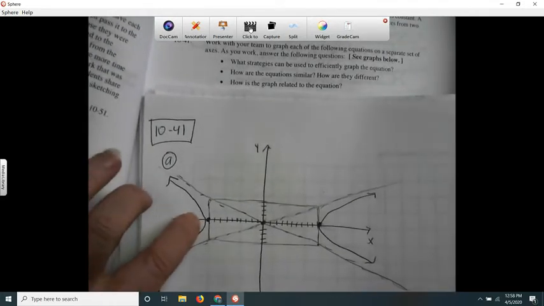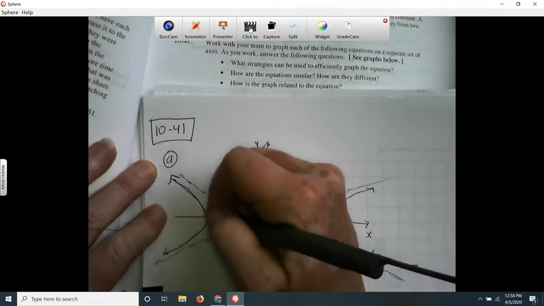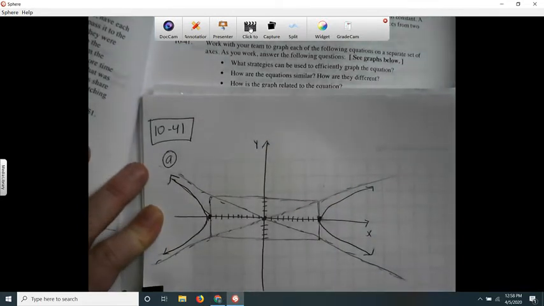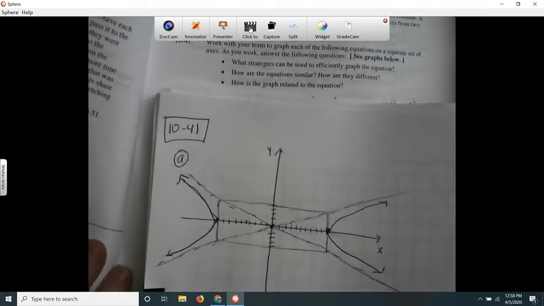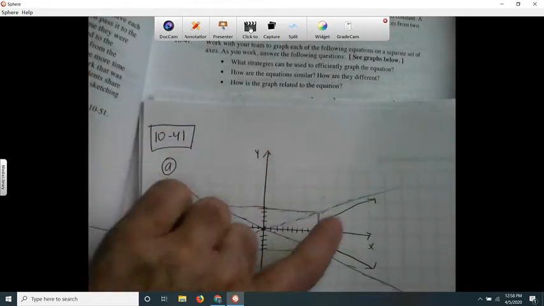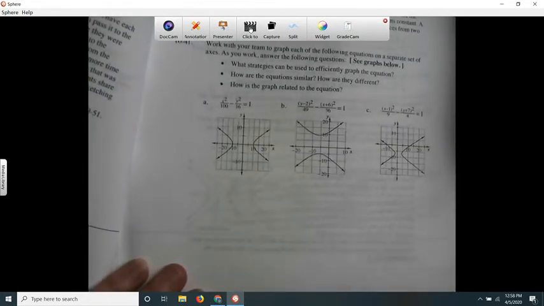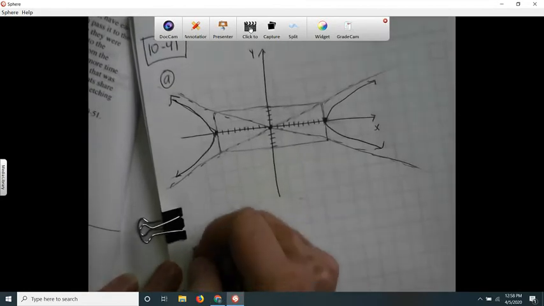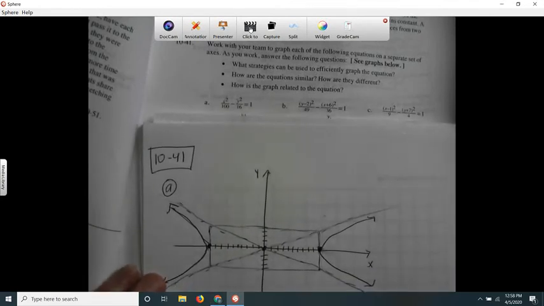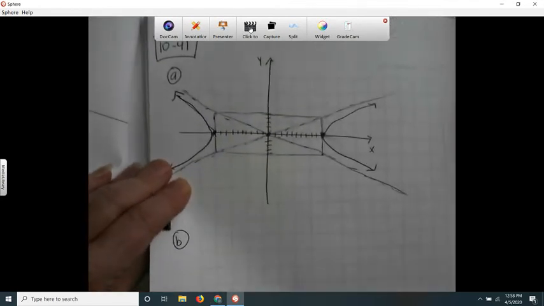There's going to be foci, so my graph's supposed to go right through the x-intercept. There's going to be a little foci on the inside of both of them, and we'll talk more about that later. But let's just do a couple more so you can see. Letter B, it said y squared minus 2 over 49.